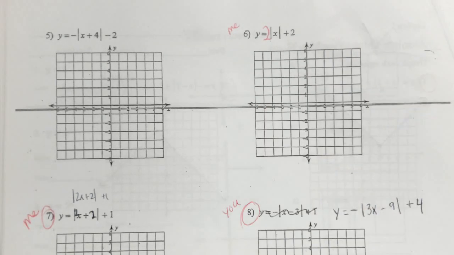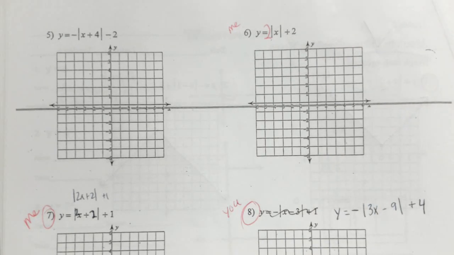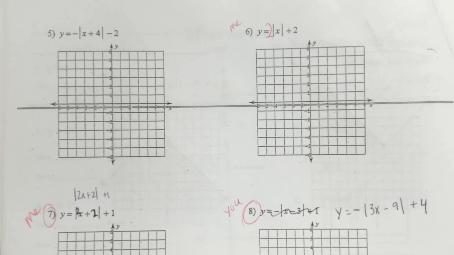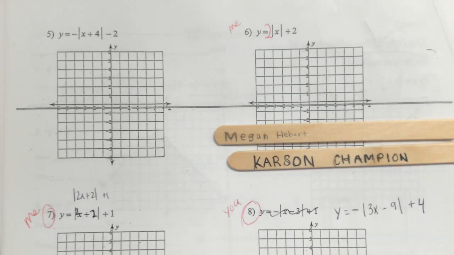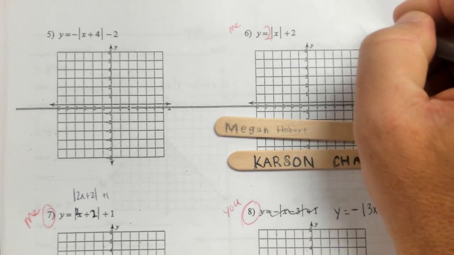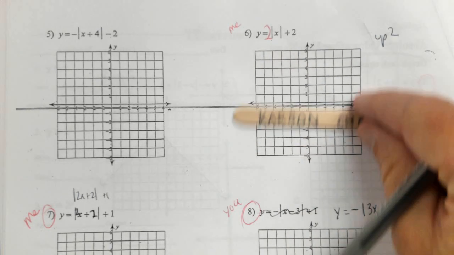On number 6, put a 2 in front of the absolute value. But we'll let Carson and Megan explain what the changes are there. So Megan, you're first. You get to pick. I've made them both 2s, which is probably not the best, but tell me one of the changes to the parent function. It'll go up 2. Which 2 makes it go up 2? The last one. Good, the last one. So we'll go up 2.